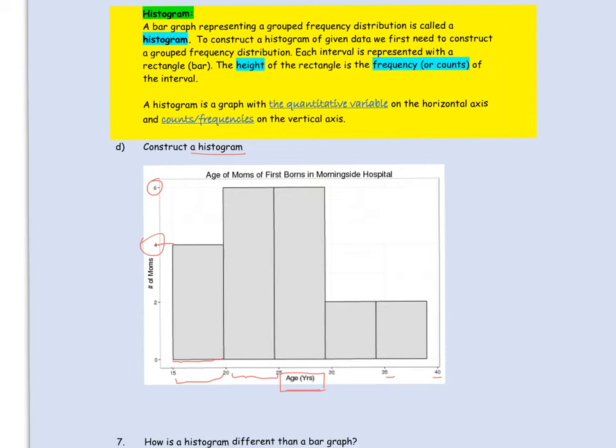So even if we didn't have the distribution in front of us, the histogram that you see here, this graph called a histogram, tells us exactly what you see in the distribution. It basically is a diagram that represents the distribution of the variable.